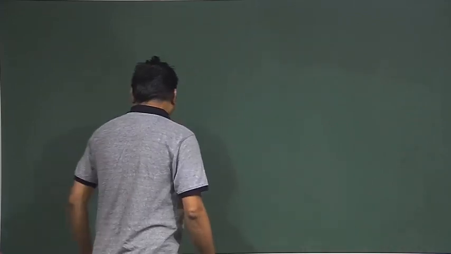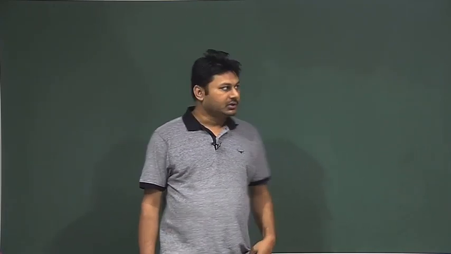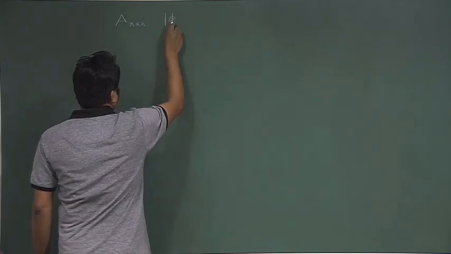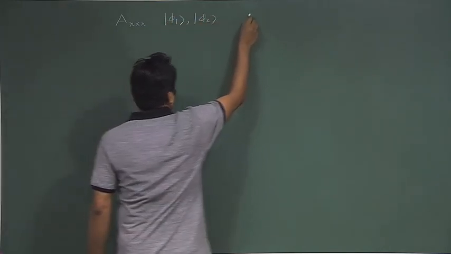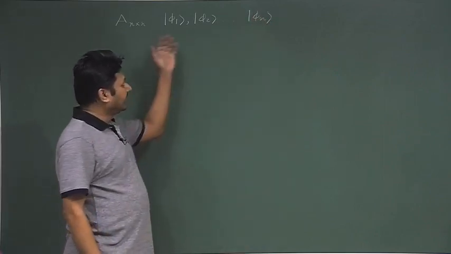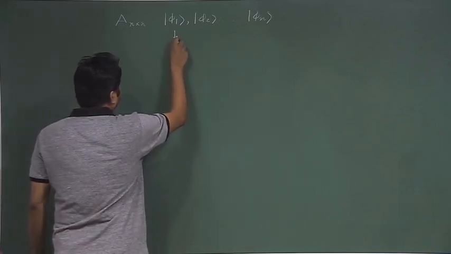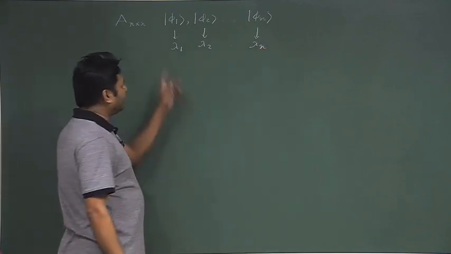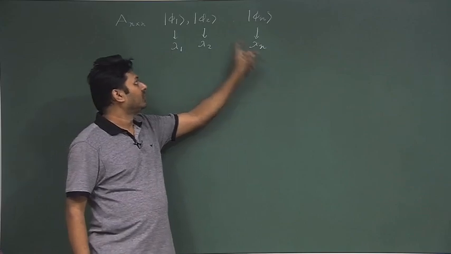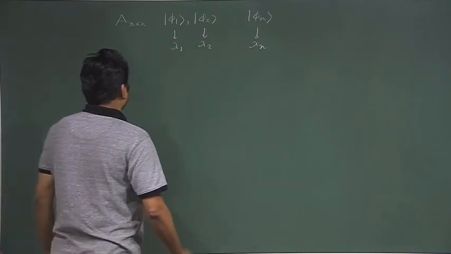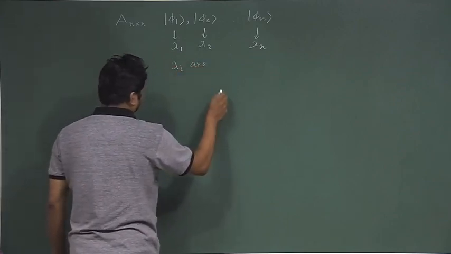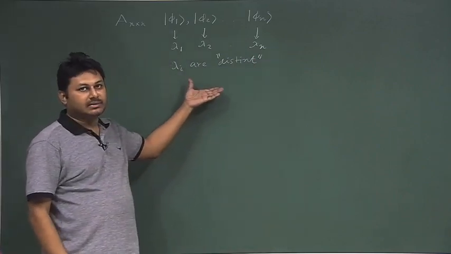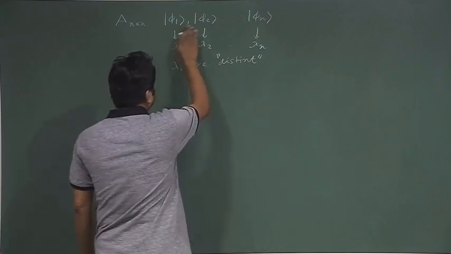In the last class, if you remember, we ended with a very important conclusion: if a matrix A, which is an n by n matrix, has a set of eigenvectors phi 1, phi 2, ..., phi n, and the corresponding eigenvalues are lambda 1, lambda 2, ..., lambda n, then if the lambda i's are distinct, we have a relationship between these eigenvectors.